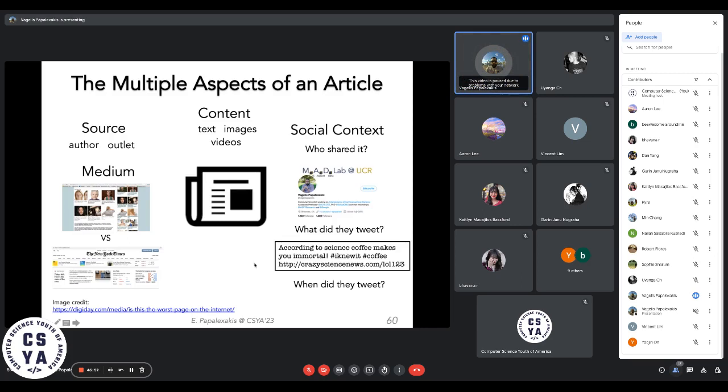And also, very important, what is the social context in which this news article is being shared, right? So if you get to know me, you'll understand that I'm a coffee enthusiast, right?